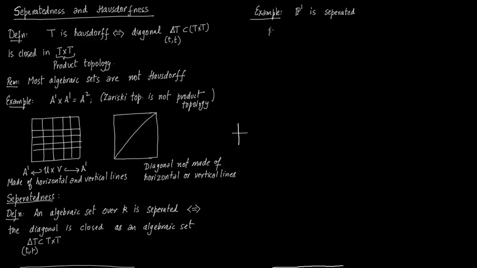Now P1 is covered by two sets, U0 and U1. So let me write this down. P1 is covered by two sets, U0 and U1. U0 corresponds to the set where the first coordinate is non-zero, and U1 corresponds to the set where the second coordinate is non-zero. So for U0, where the first coordinate is non-zero, you divide out by the first coordinate, you get something like 1 comma x. And U1 is the set where the second coordinate is non-zero, so you divide by the second coordinate, you get y comma 1.